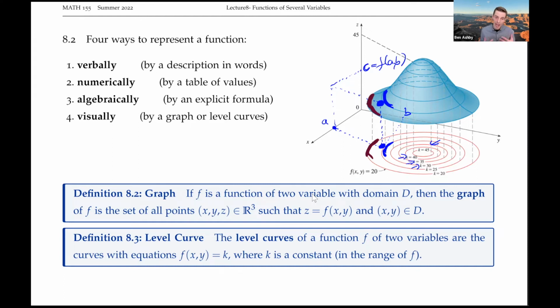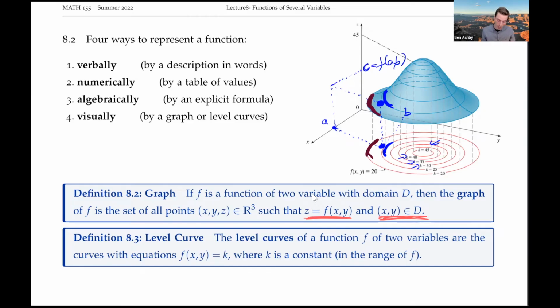So in general, we say that f is a function of two variables with domain D. Then the graph of f is the set of all points x, y, and z in R3, now, rather than just being in R2, such that z, the z coordinate, the height, is equal to f of x, y. So f is our function here, and x, y is our domain. All we're doing is we've got some points in the xy plane, and then we work out the height based on the function f of x, y. Okay, so that's exactly what's going on in this graph above.